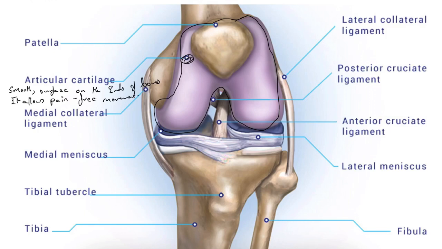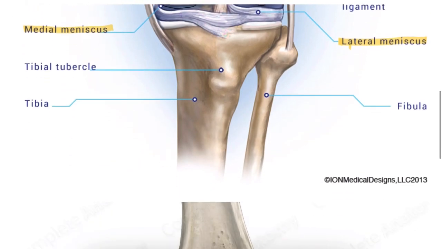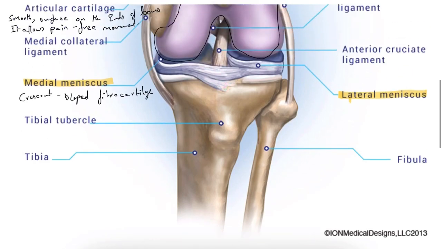Then you can see here the medial meniscus and lateral meniscus. First we have to understand what the meniscus is. What is the function of the meniscus? It's a crescent shaped fibrocartilage pad. Its main function is that it absorbs shock and stabilizes.